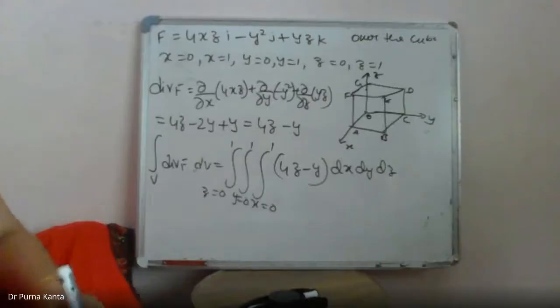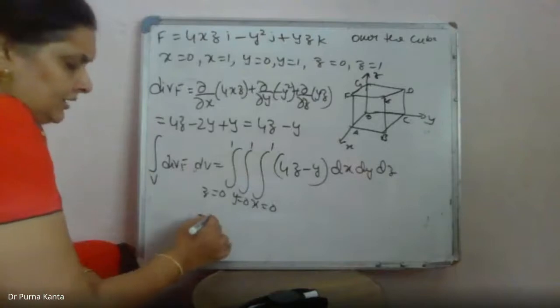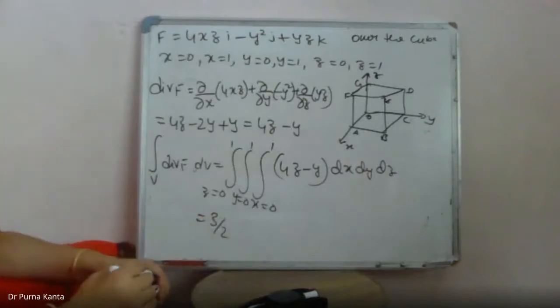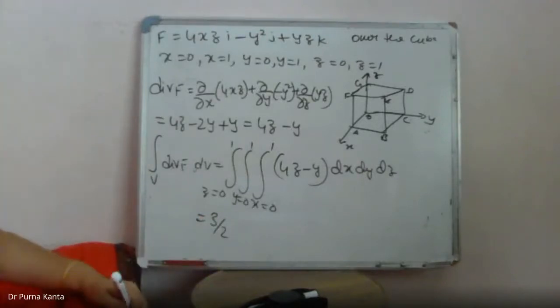Three by two, ma'am. 3/2. So the integral value is 3 by 2. Since the limits are constants, I have left the solution part for you. I think you can calculate the value.